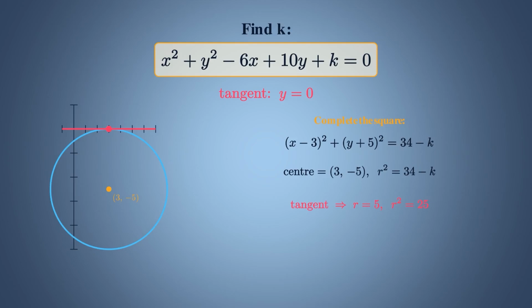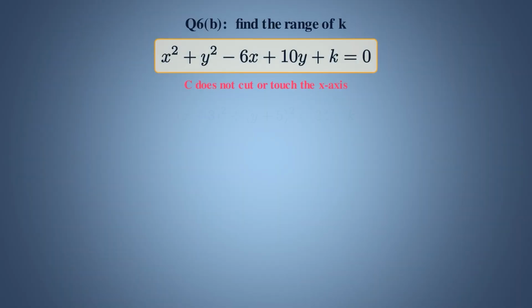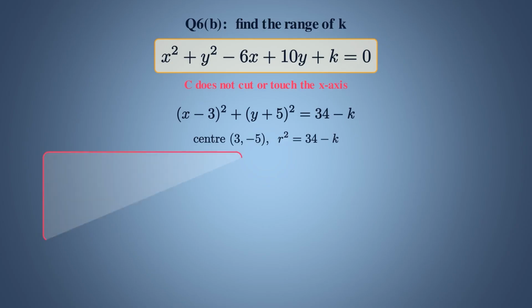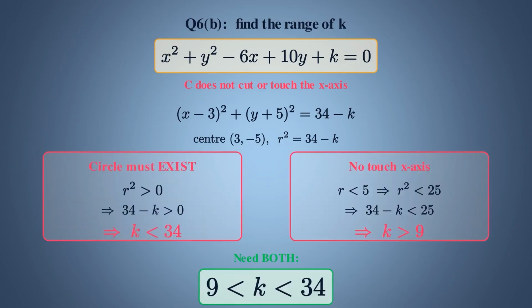And you then have to find a coordinate, an equation, or more often, a range for values of k. Now, the range of k part is where a lot of students are going to lose marks, and that's because they only found one boundary, not both.